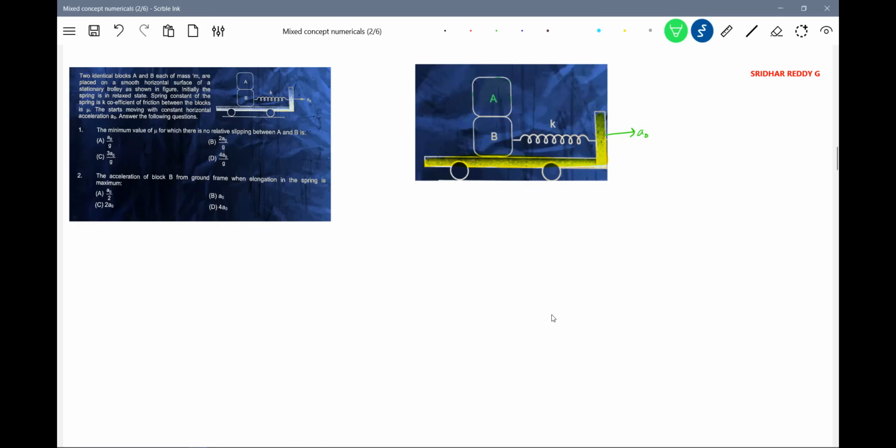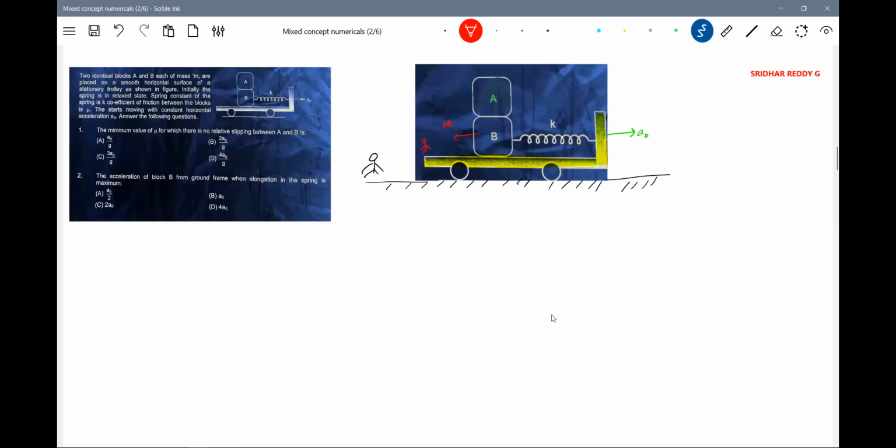Let's get into that one. So first, what happened? You can find the acceleration of block B from the ground frame, and the elongation of the spring is maximum. The minimum value of mu for which there is no relative slipping between A and B. What are they? Let's get into the trolley frame. I'll stand here. There are two persons, are there? One person on the ground, and the other person is on the trolley. This person, what will he say? He'll put a pseudo force.